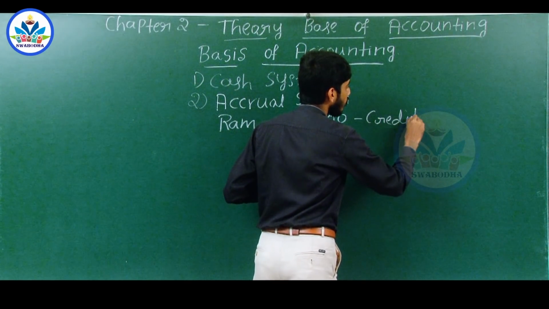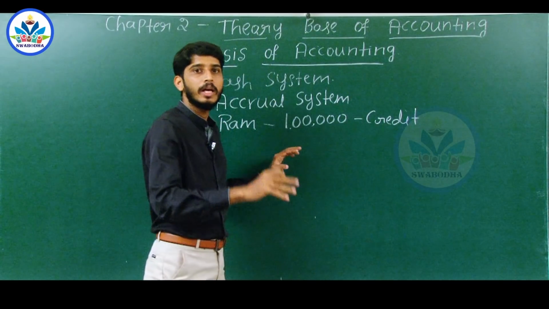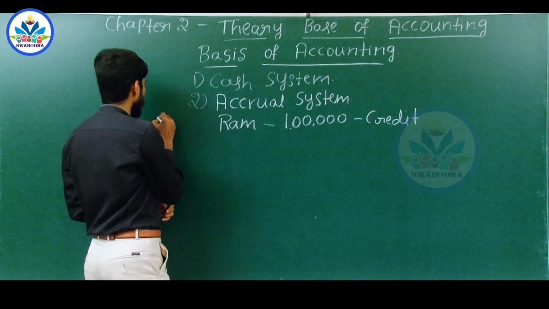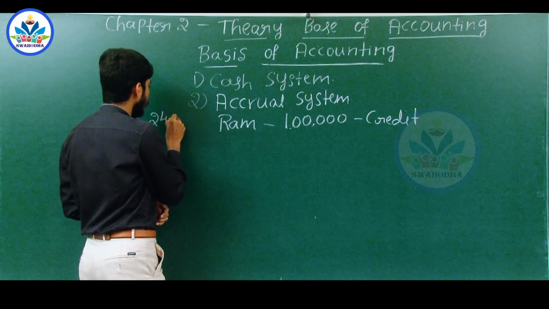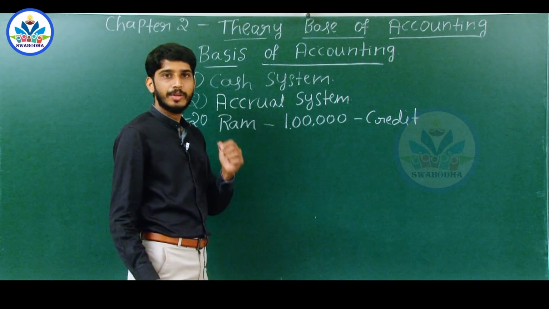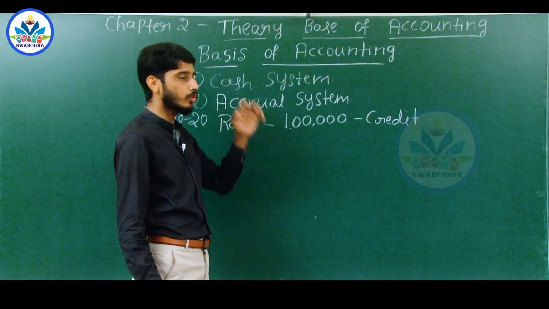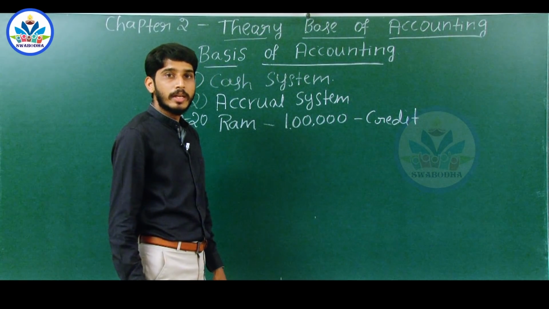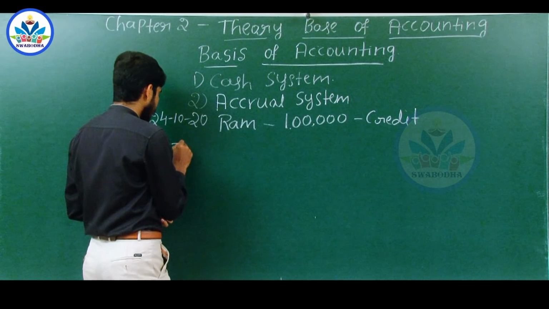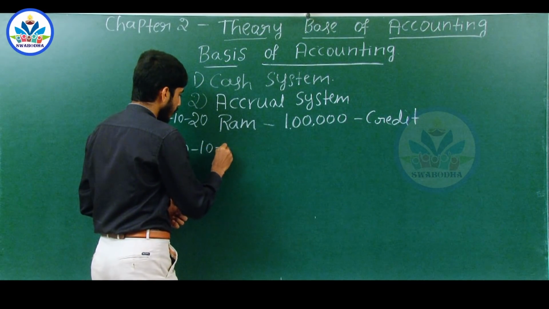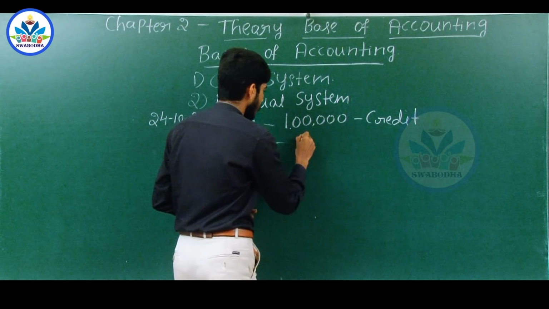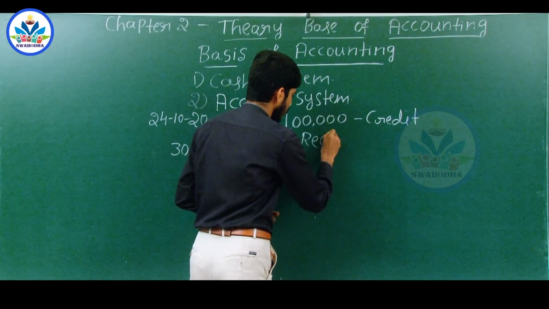That means amount is not received immediately. Amount will be received on the future date. You have sold goods as on 24/10/2020. As on 24/10/2020, you have sold the goods. You will receive the value of these sales on 30th of the same month, 30/10/2020, received cash.